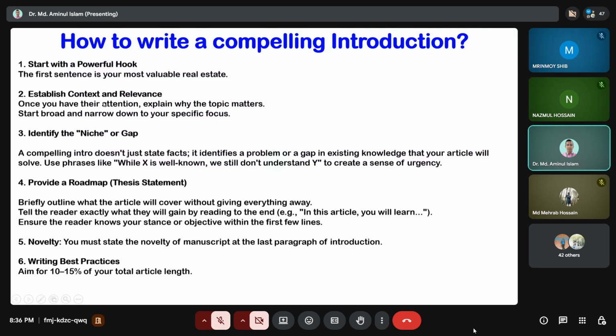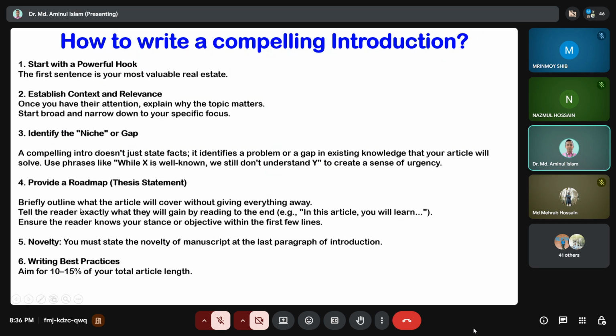So start broad and narrow down to your specific focus. Then identify the niche or gap. So a compelling introduction does not just state facts. It identifies a problem or a gap in existing knowledge that your article will solve. You can use a phrase like this: while X is well known, we still do not understand why, to create a sense of urgency. Then provide a route map. That means how your study will answer the particular research question.